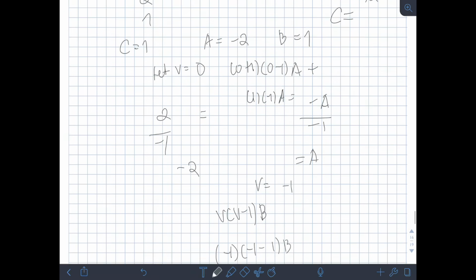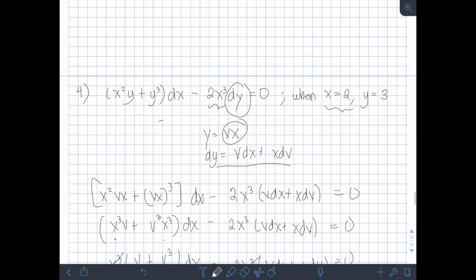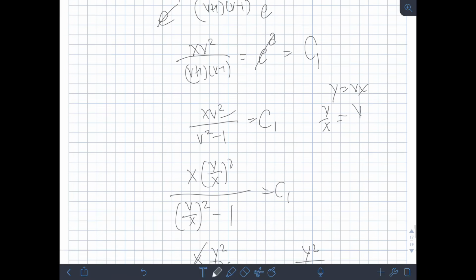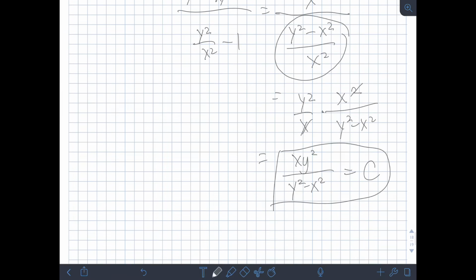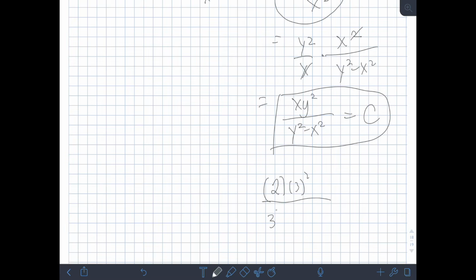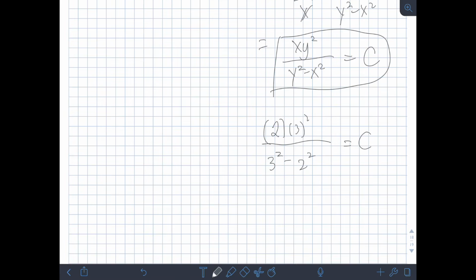Tapos, meron tayong condition na when x is equal to 2, y is equal to 3. So, masasolve natin si C dito. So, substitute natin yung 2 sa x, saka 3 sa y. So, magiging 2 times 3 squared over 3 squared minus 2 squared is equal to C. So, we have 2 times 3 squared is 2 times 9 is 18 over 3 squared is 9 minus 2 squared is 4. So, 9 minus 4 is 5. So, therefore, we have 18 over 5 as C.